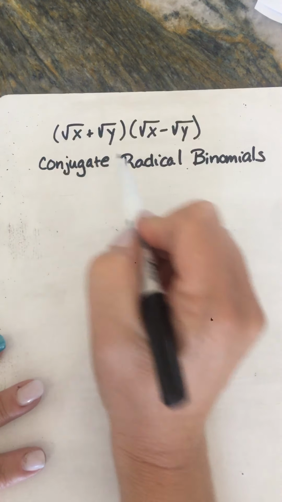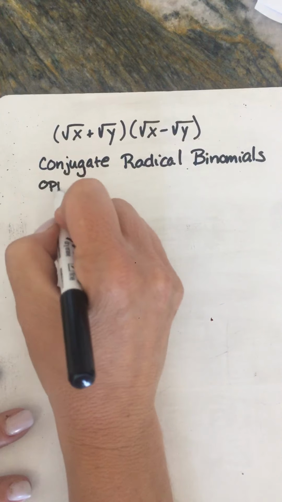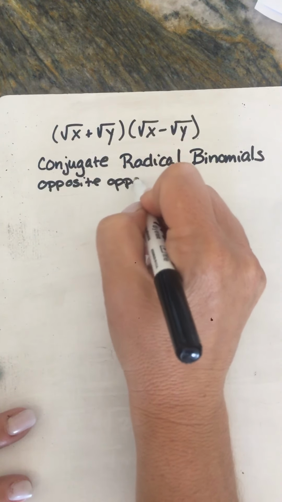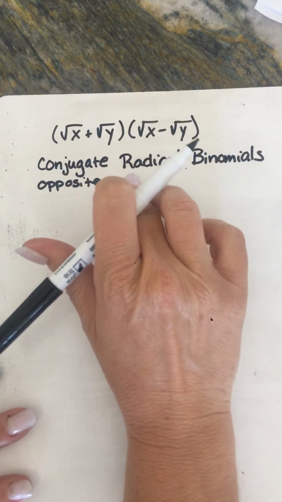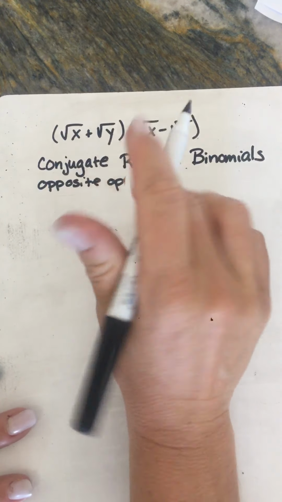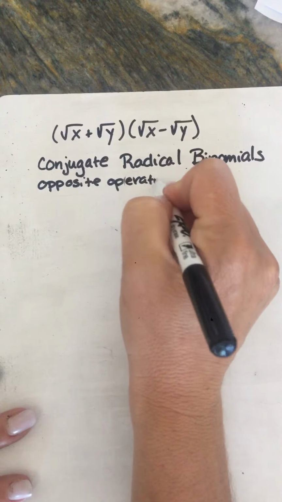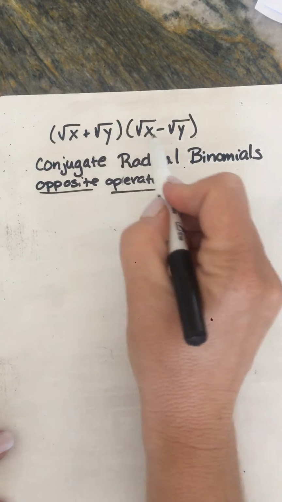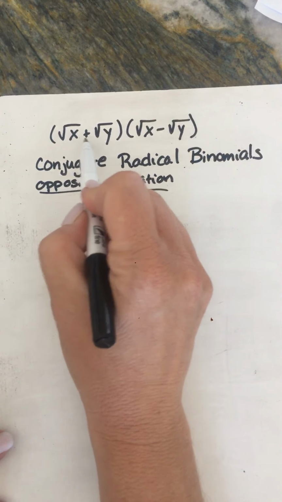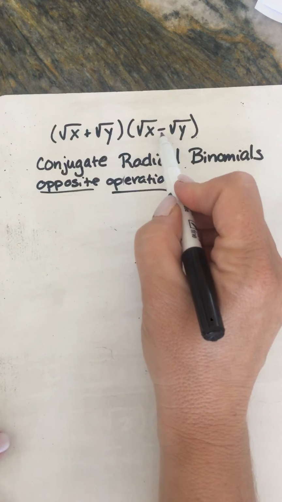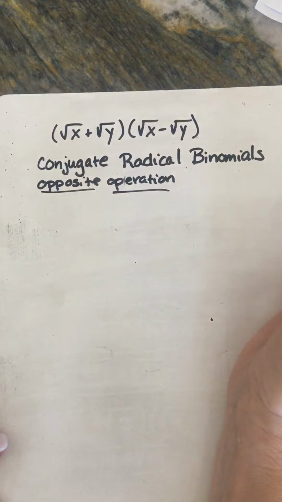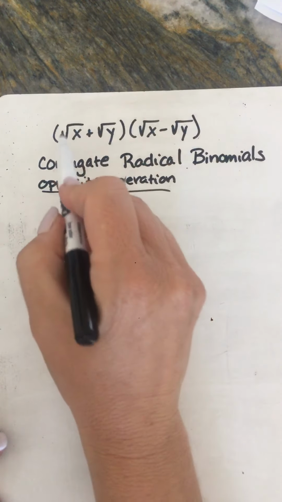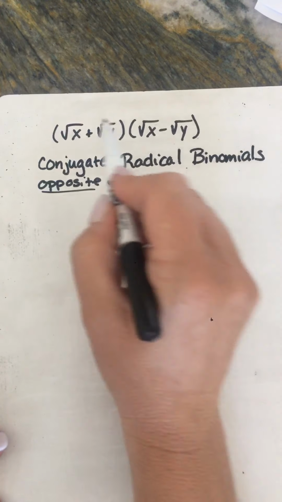So conjugate means what? Opposite operation. There's not two P's in operation, by the way. Don't even try. Okay, so conjugate means opposite operation here. If this is addition, the opposite is subtraction. If this was subtraction, the opposite would be addition. We're not going to do this with multiplication or division because we don't do that FOIL method when we are multiplying.